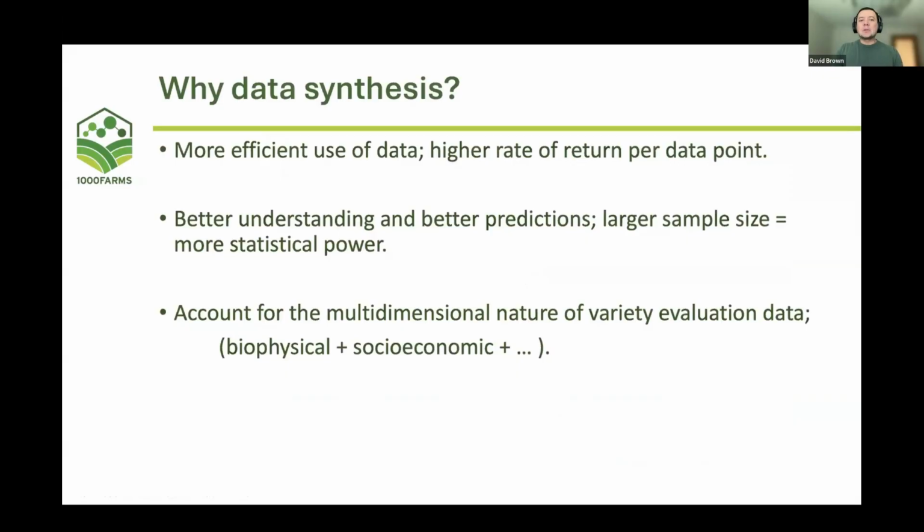So why data synthesis in crop variety evaluation? First of all, it's a more efficient use of the data. If we conduct a study for a particular purpose, we can reuse that data several times, and that means a higher rate of return per data point. It could provide better understanding and better predictions. As we pull different studies together, we will have a larger sample size and eventually, not necessarily, but eventually, higher statistical power.